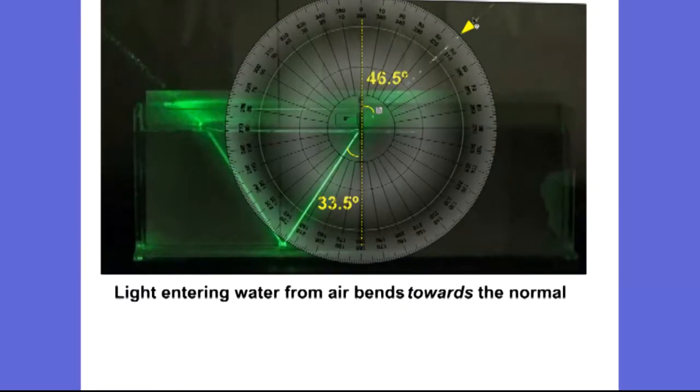I measured the incoming angle, the angle of incidence. I overlaid a protractor here so you can see the angle measurement. 46.5 degrees is my incident angle, and 33.5 degrees is my refracted angle. So light entering the water from the air bends towards the normal. Here it came in at 46.5 degrees, and now it's 33.5 degrees from the normal, so it got closer. This angle right here is smaller than this angle up here. We say that the light bends towards the normal when it enters the water.